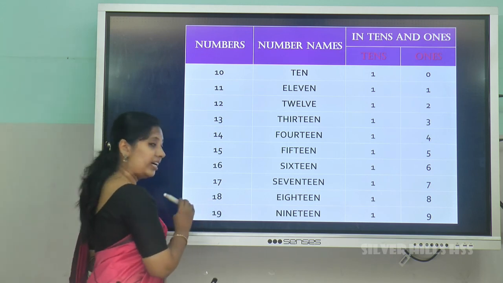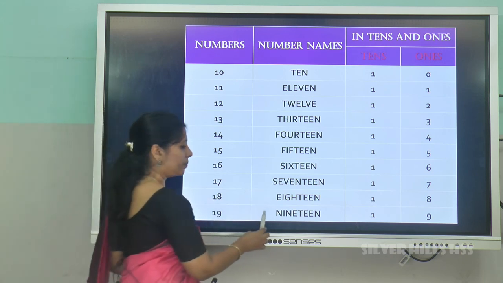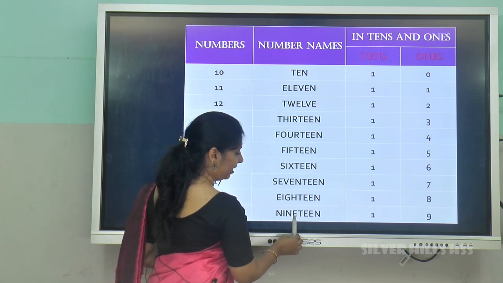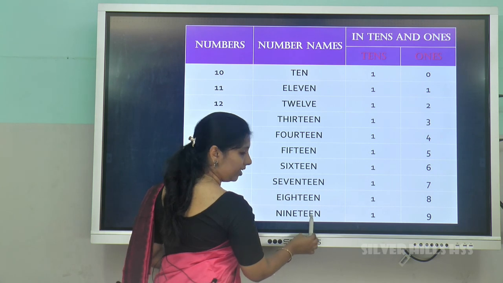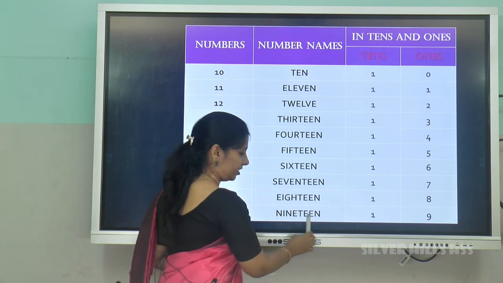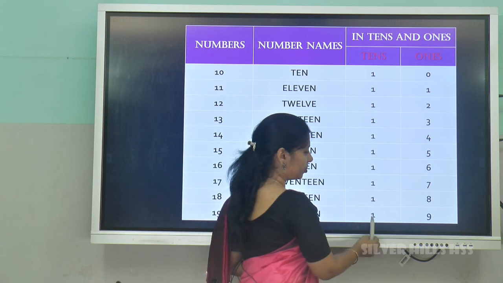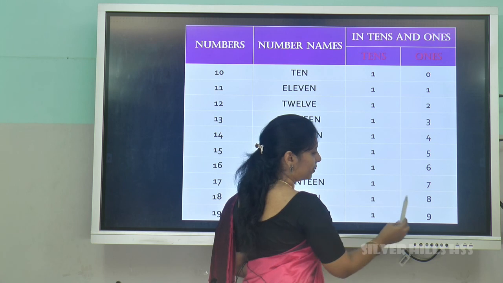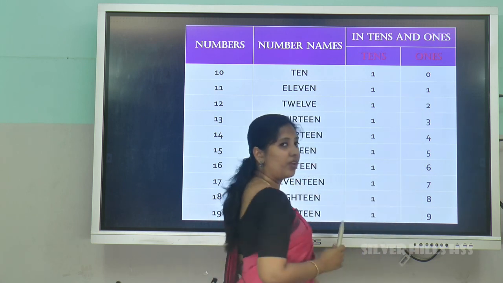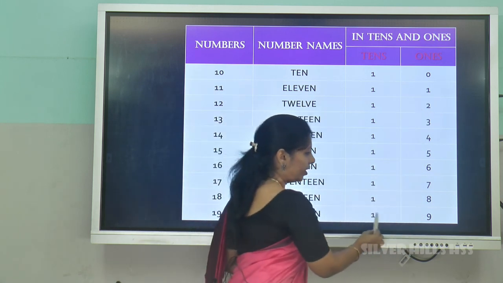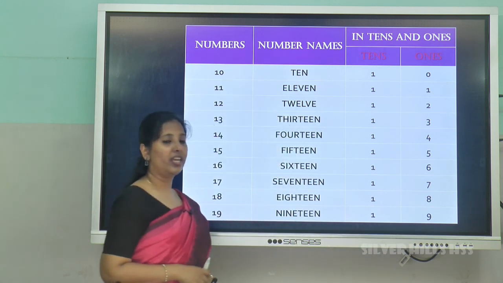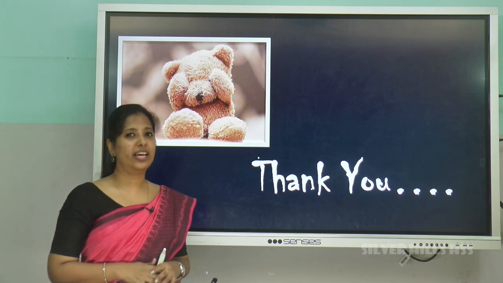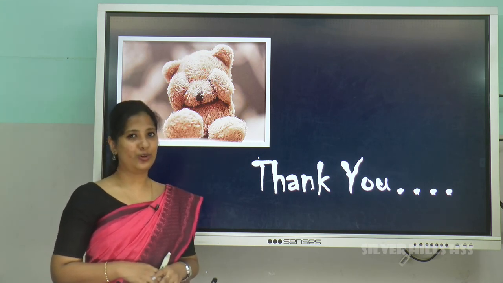And the last, after 18, 19 comes. So what is the spelling of 19? N-I-N-E-T-E-E-N, 19. So in tens position how will we represent it? We will write 1 in tens position, and in ones position we will write 9. So 19. Okay, so you understood how to represent 2-digit numbers in tens and ones. So thank you.